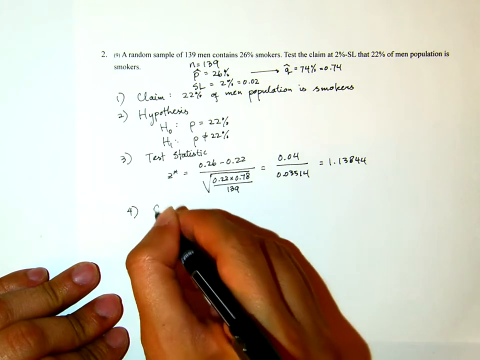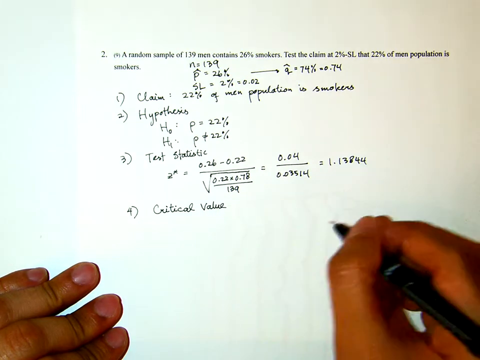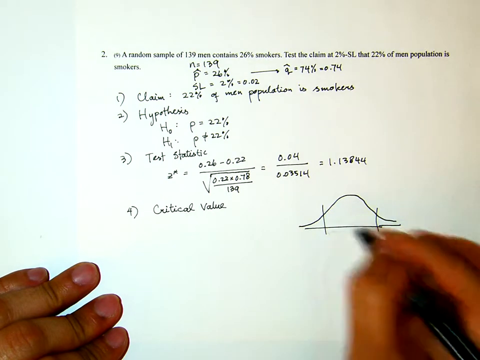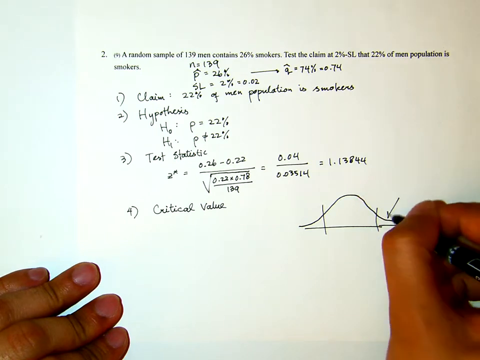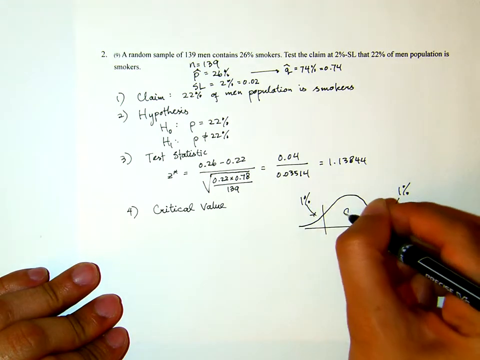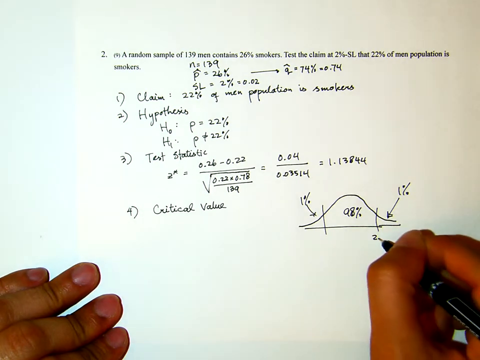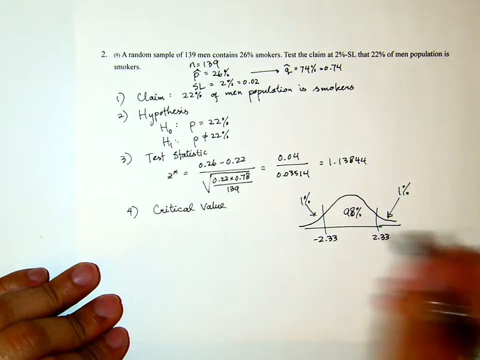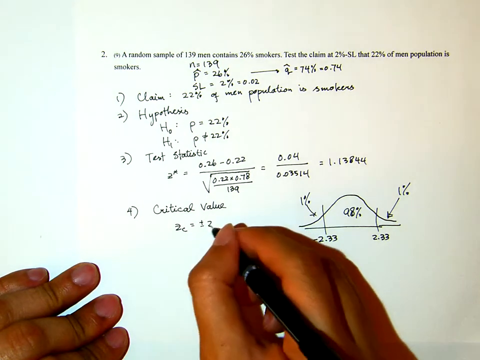Step 4, the critical value. Because this is a two-tailed test, we will have two critical values, one on the left, one on the right. This one is 2% significance level, because it's two-tailed, it's 1% here and also 1% here, right? Means this is 98% here, right? Okay, now when you look at the table, you will see that the critical values are negative 2.33 and positive 2.33. Okay, the critical value is plus minus 2.33.